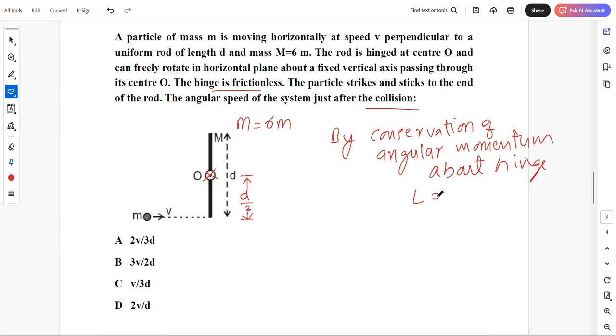Now L is conserved. By conservation of angular momentum about the hinge, you can write Li is equal to Lf. What is the initial angular momentum of this point mass m? There are two formulas for L. L is equal to m v r, where r is the radius.